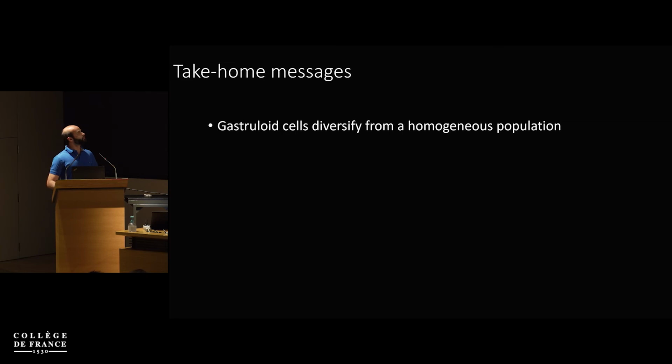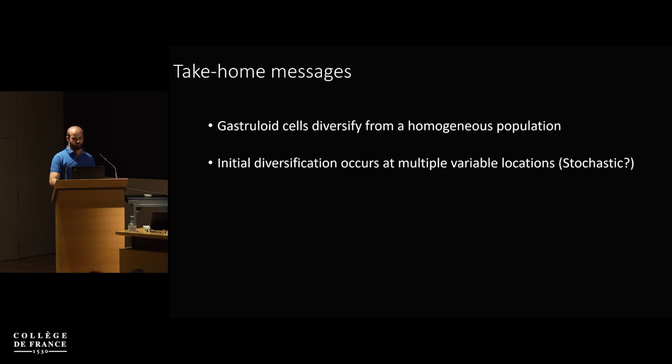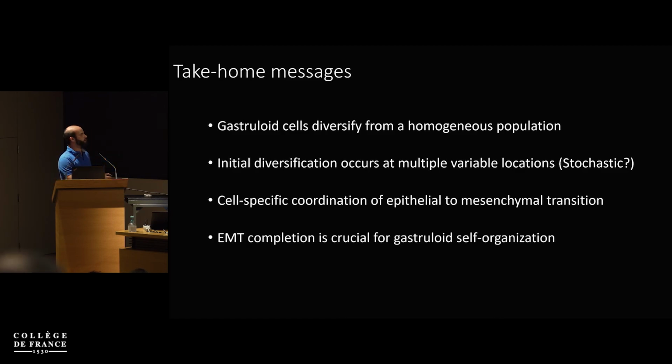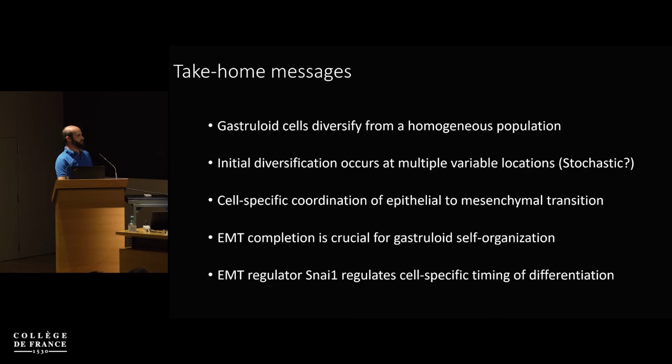Today I hope I've shown you that gastruloid cells can diversify from a homogeneous population. The initial diversification occurs at multiple variable locations, suggesting the process could be stochastic, but as Ben said, it's very difficult to show randomness in biology. There is a cell-specific coordination of the timing of EMT, meaning it occurs in all lineages, or both neuronal and somitic at least, but at different times. The completion of EMT is crucial for gastruloid self-organization, and the EMT regulator, SNAIL1, can regulate the cell-specific timing of completion.